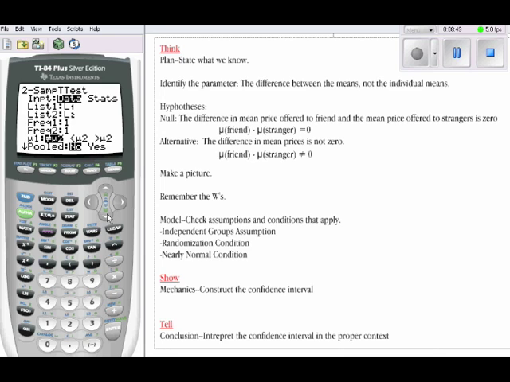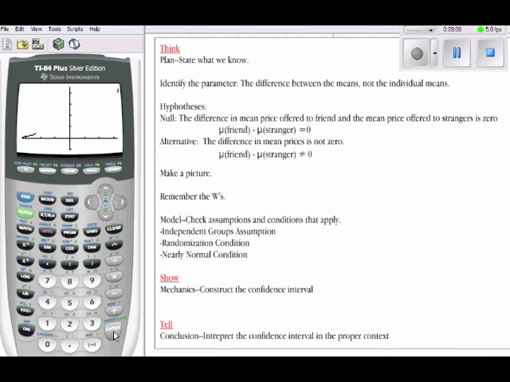Okay, my X list, or my L1 is my first list, and my second list, of course, is L2. Frequencies stay the same. My alternative is not equal to. I am not going to pool my answers. And we'll look at the curve on this one. I'm going to draw this.